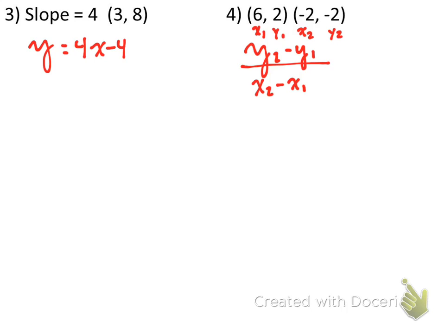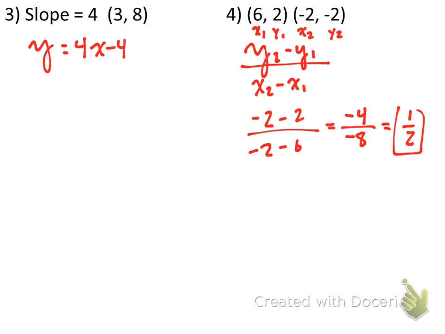y2 is negative 2. y1 is 2. x2 is negative 2. x1 is 6. Got negative 4 over negative 8. Negative 4 divided by negative 8 is 1/2. That's your slope. So if that's your slope, you know this is your m, and you know your x1 and y1. Give me the rest of the formula. Ready? Go.